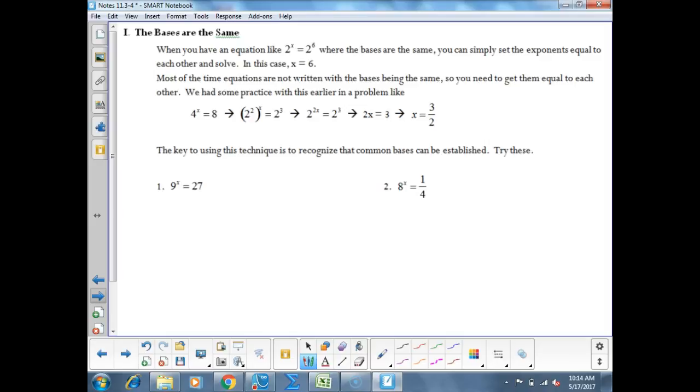We can do this: 9 to the x power equals 27, because I can say that 9 is 3 squared, to the x power is going to equal 3 cubed.